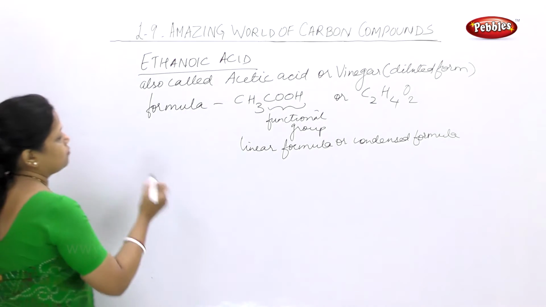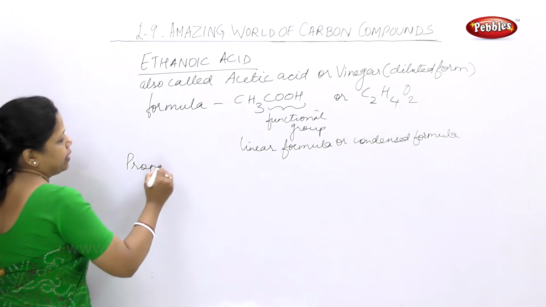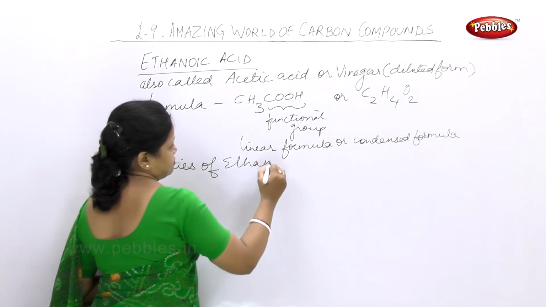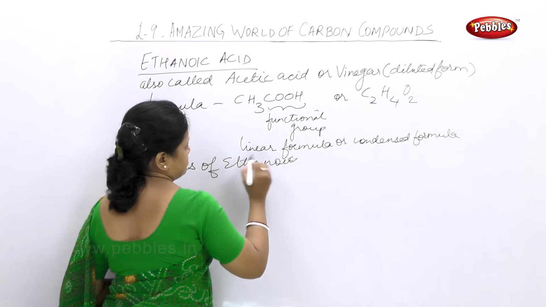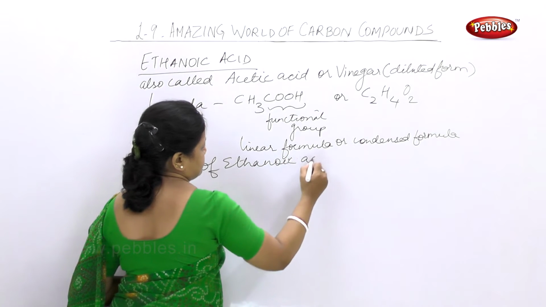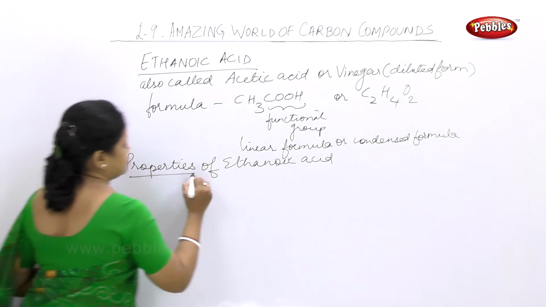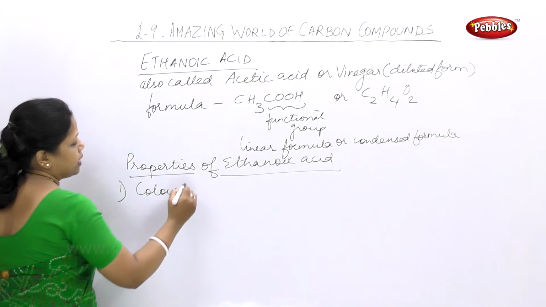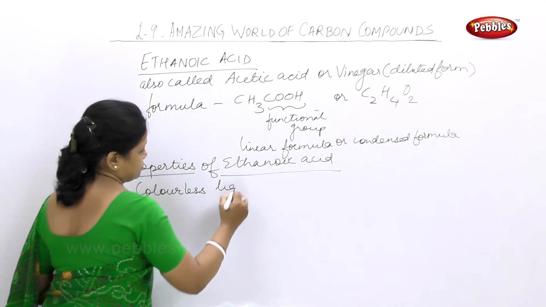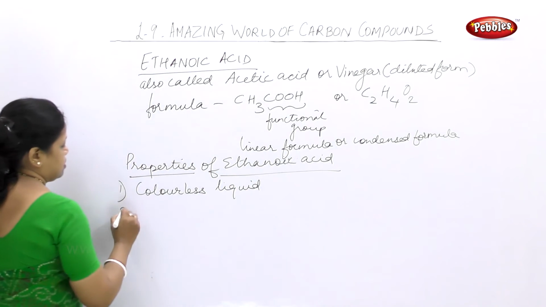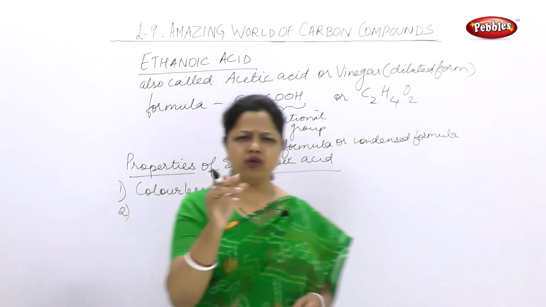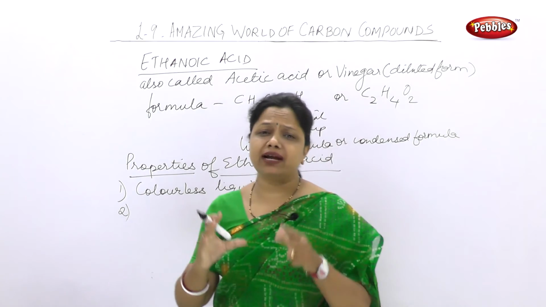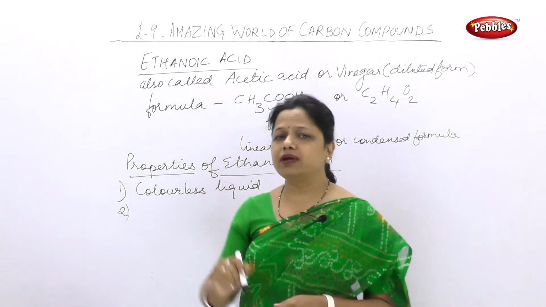What are the properties of ethanoic acid? How will you identify that it is ethanoic acid? First, like ethanol, ethanoic acid is also a colorless liquid. But what about its smell? Have you ever opened the vinegar bottle? You must have smelled a very bad pungent smell. Yes, that's the smell which identifies it.